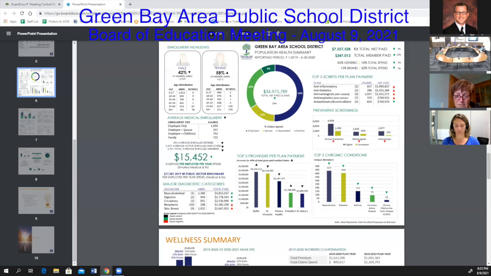The top middle section is really just showing you a breakout of that just shy of $37 million spend, broken down between the employee, the spouse, the dependents, and then the retirees on the plan.